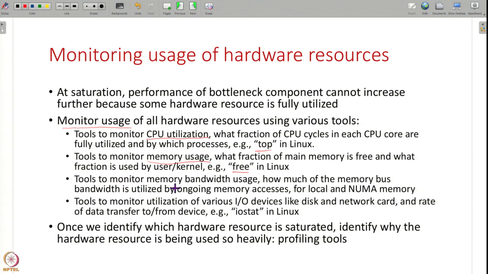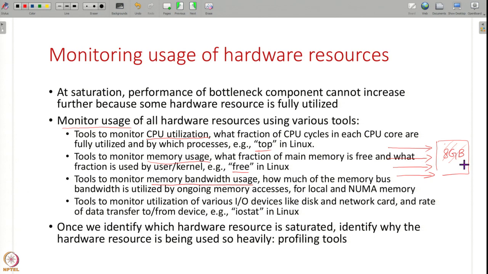Then there are other tools to monitor memory bandwidth utilization. Note that this is different from memory usage. For example, I could have some 8 GB of memory. Monitoring memory usage will tell me what fraction of this is occupied and what fraction is free. On the other hand, memory bandwidth is, there is this memory bus between the CPU and DRAM that can only serve some megabytes per second or some gigabytes per second. This bus has a certain capacity, and how much of this bus bandwidth is utilized and how much is free.